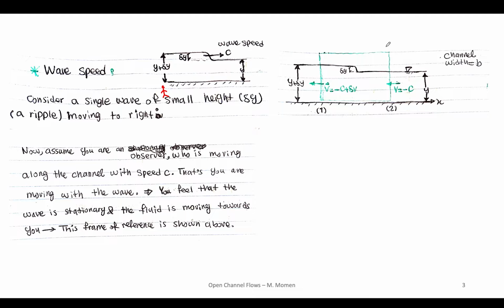And now I assume this green control volume, which is the control volume that is moving with the fluid. But here, what I see is that the wave is stationary because I am moving with the wave, and instead the fluid is moving towards me with this speed into this control volume: minus c at section 2, and minus c plus delta v at section 1.